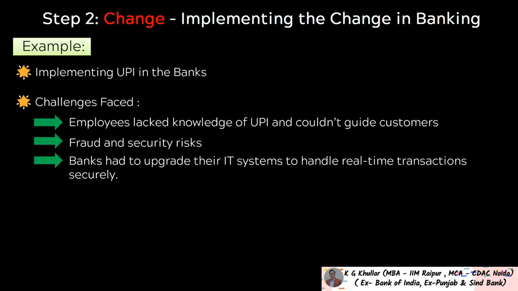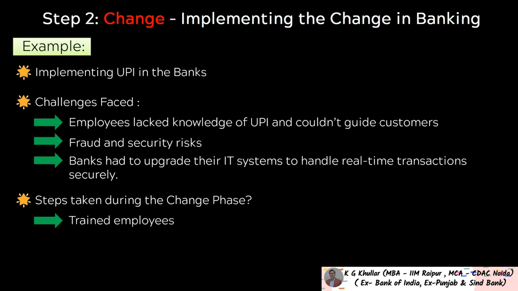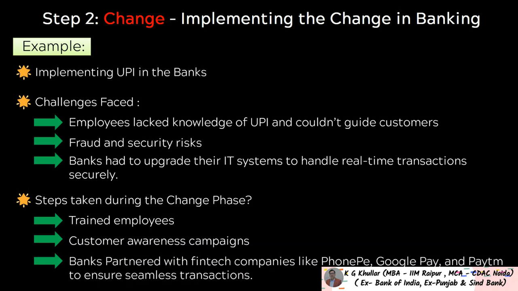And so what were the steps taken during this change phase? The first was banks trained employees on how UPI transactions work. Then second was banks launched customer awareness campaigns on digital security. And lastly, banks partnered with fintech companies like PhonePe, Google Pay and Paytm to ensure seamless transactions. So friends, I hope you are clear with the second phase.